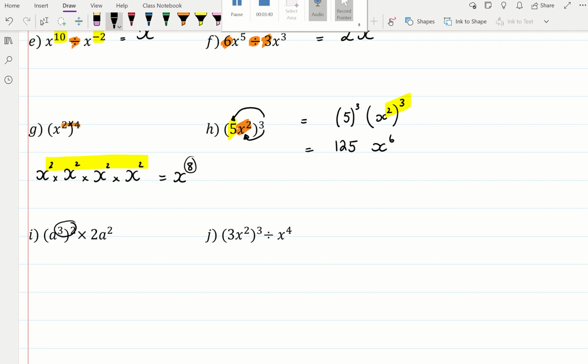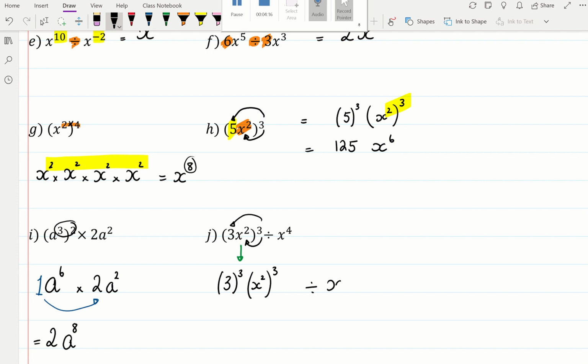Here, I'm going to multiply the powers, a to the power of 6 times 2a squared. Well, this is the same as 1a to the power of 6. 1 times 2 is 2. a to the power of 6 times a squared is a to the power of 8 because we add the powers when we multiply. And then for that one, I can split it up to 3 cubed. The 3 is cubed, and the x squared is also cubed.